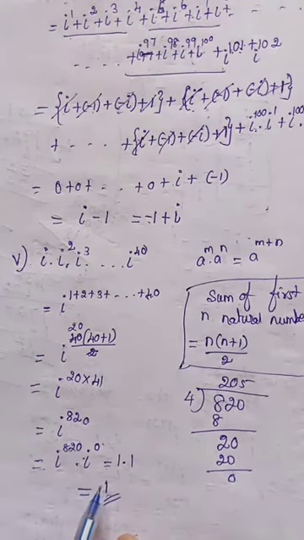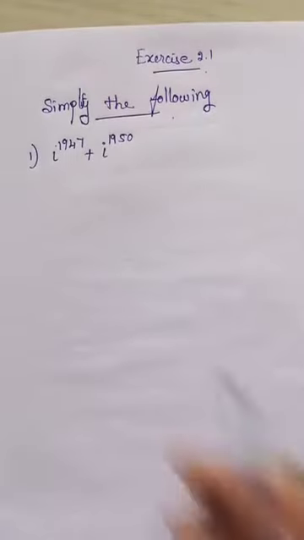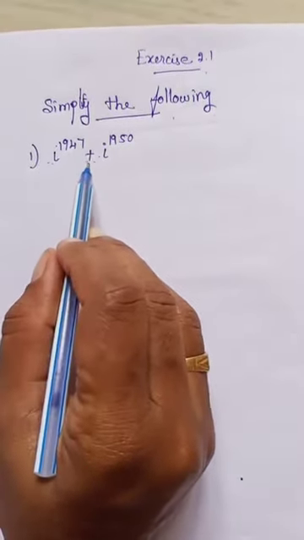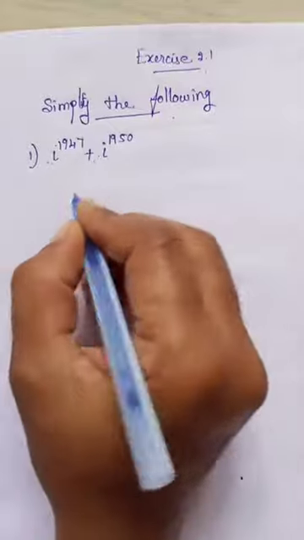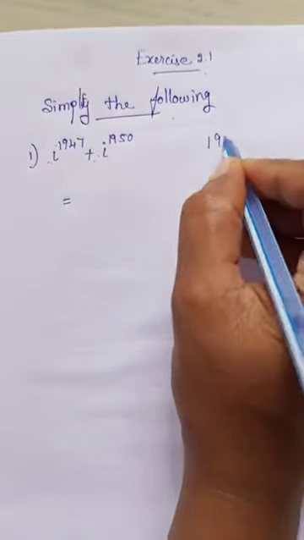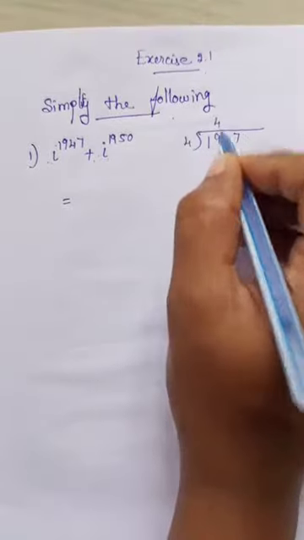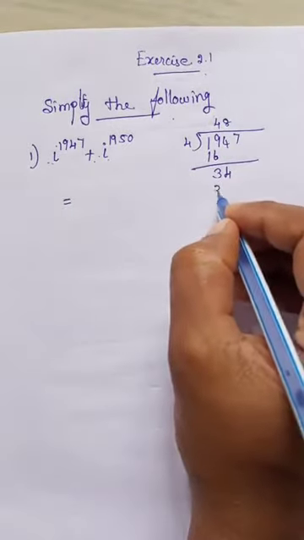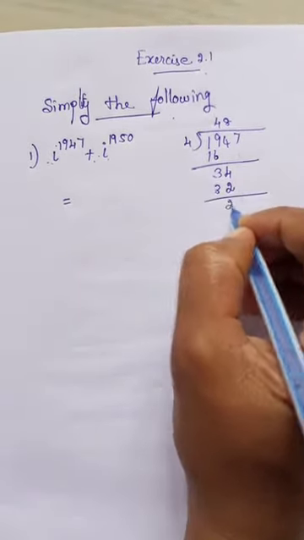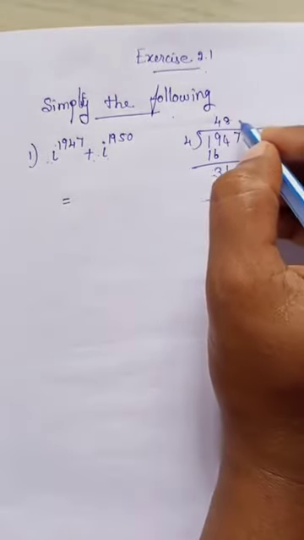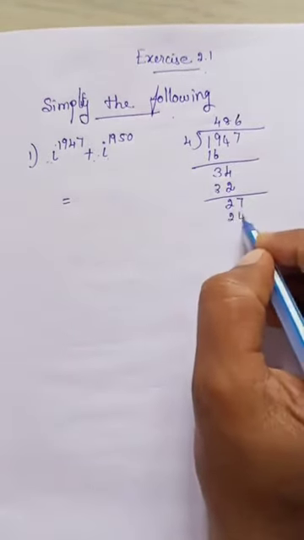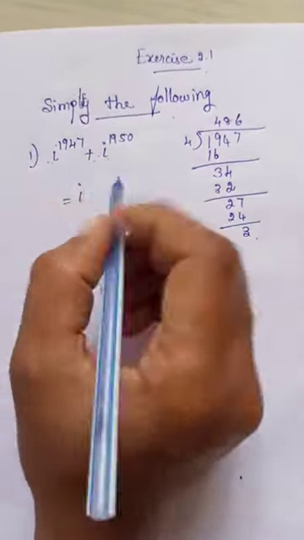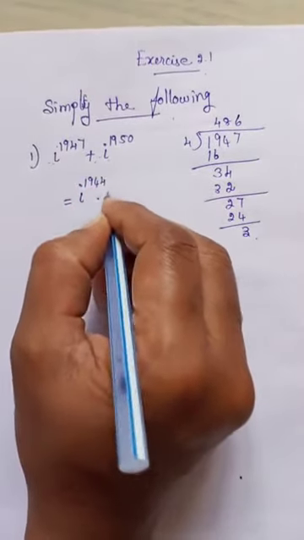Now we have to move to the exercise problem. Exercise 2.1. Simplify the following. i power 1947 plus i power 1950. We can check it. 1947 divided by 4. 4 fours are 16, the remainder 3, 34. 8 fours are 32, 2, 7. 6 fours are 24. So the remainder is 3. So we can write it as i power 1944 into i power 3.